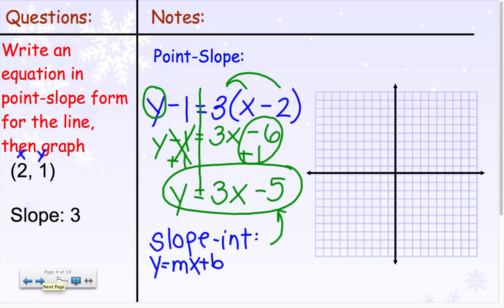So ask yourself, what number do I graph first? My y-intercept, which is -5, 1, 2, 3, 4, 5. And then I'm going to rise 3, run 1. Rise 3, run 1. There's my line.